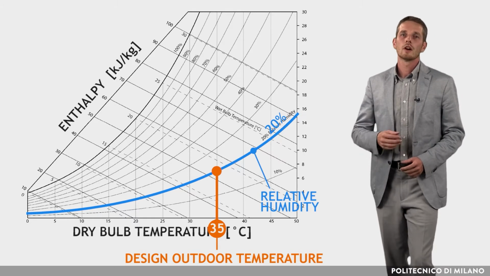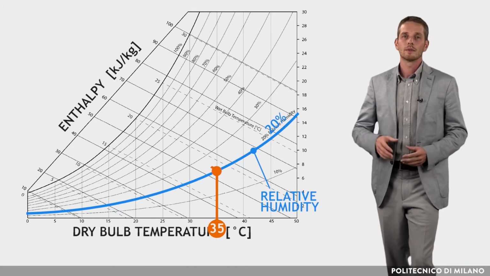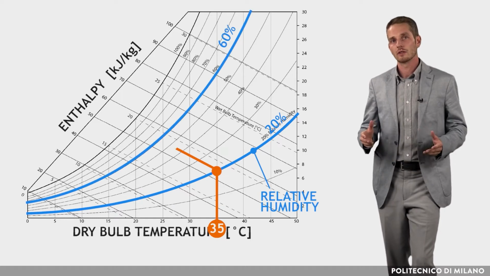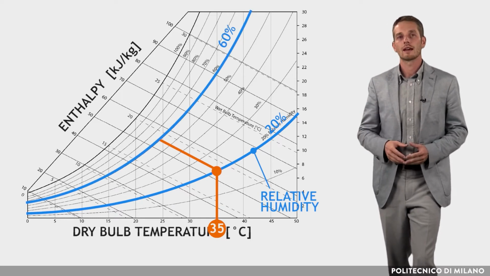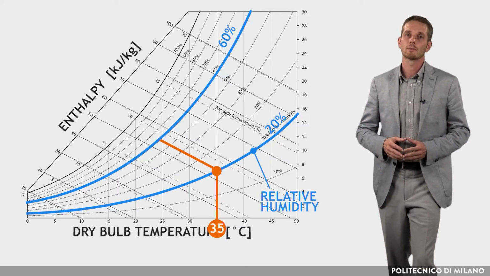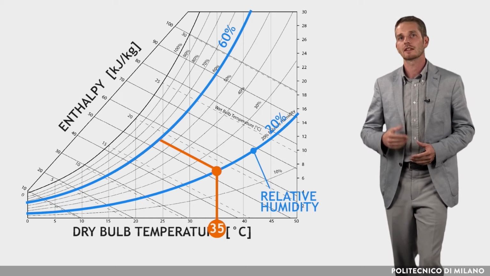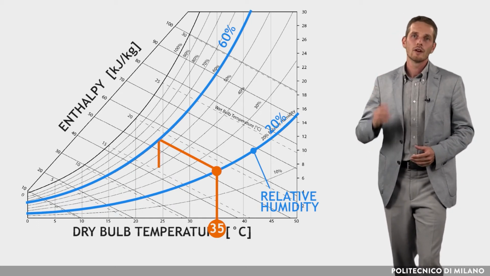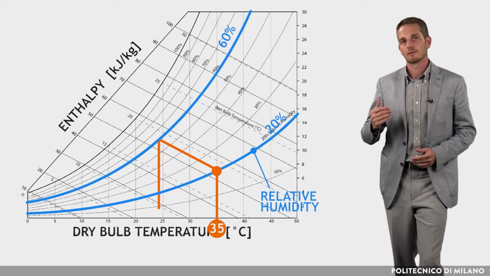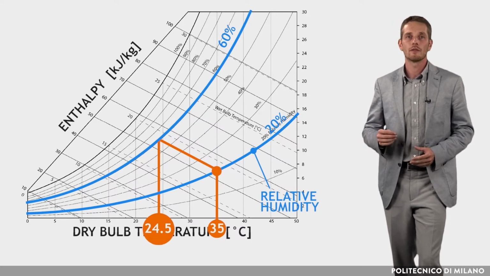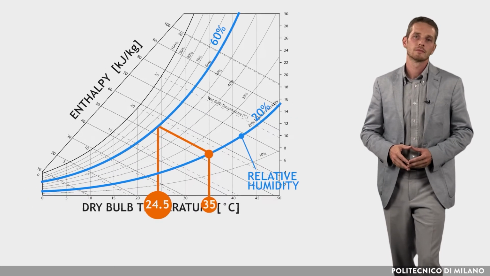Third, move along the line at a constant enthalpy until the relative humidity curve 60% is reached, to take into account the fact that not all the airflow will be involved in the evaporative cooling process, that is, the effectiveness of the sprayed pad system. Fourth, find the dry bulb temperature after the adiabatic humidification. The value found in the example is 24.5 Celsius degrees.